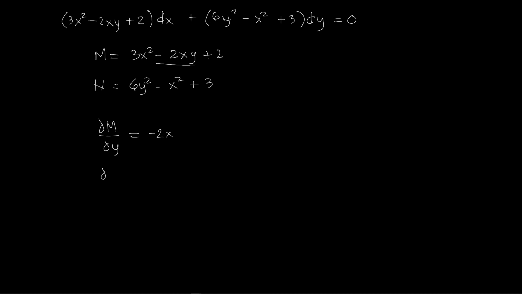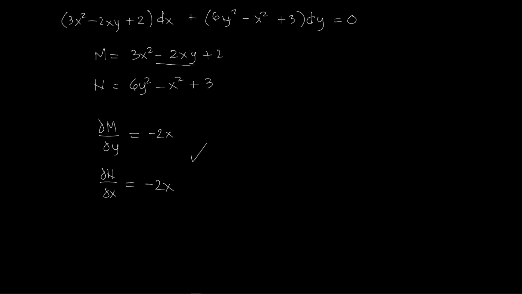Okay, partial derivative of n with respect to x. Setting y as constant, derivative of negative x squared with respect to x, negative 2x. Okay? So, negative 2x. So, equal sila, so exact na siya.